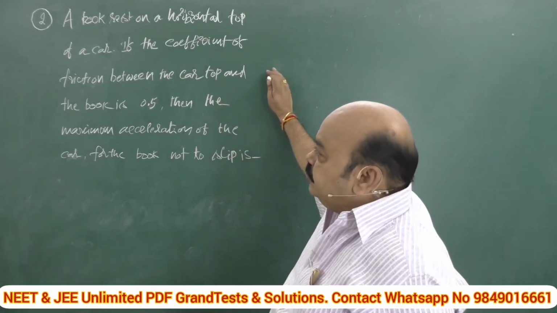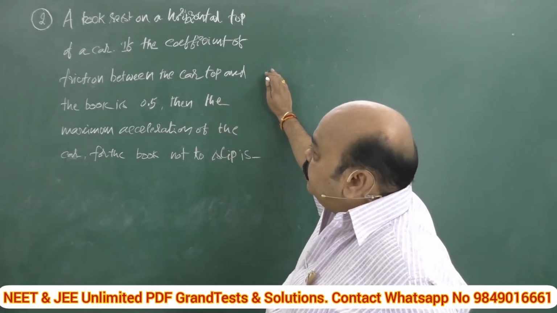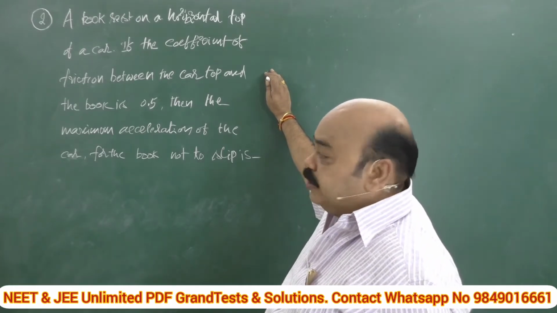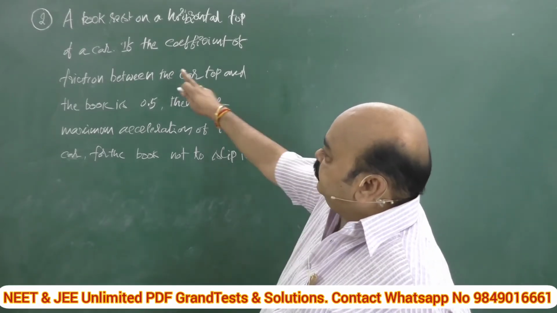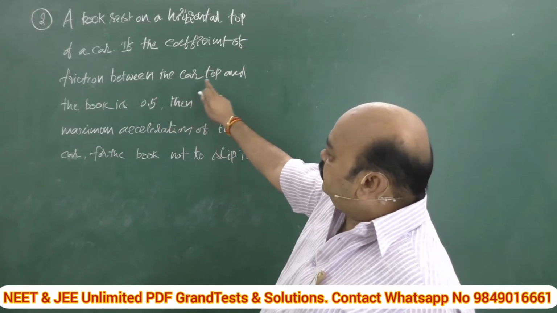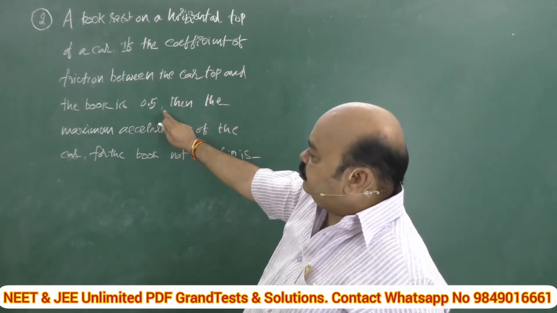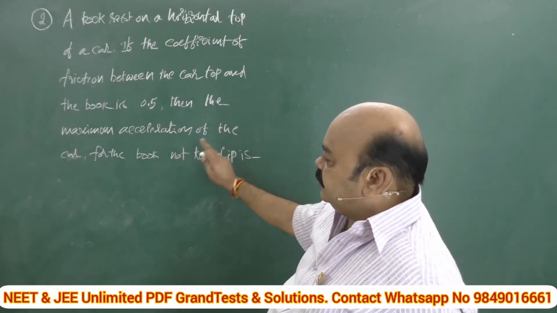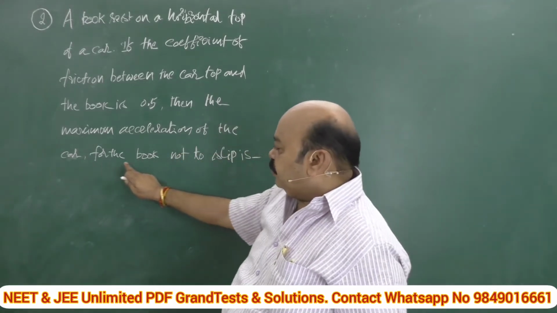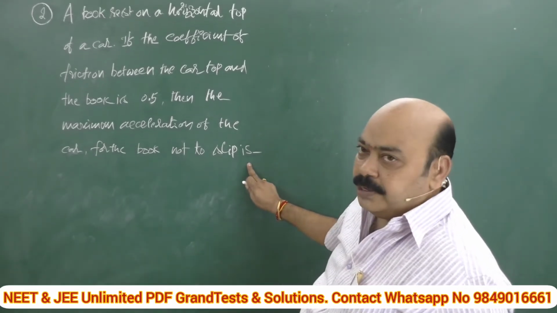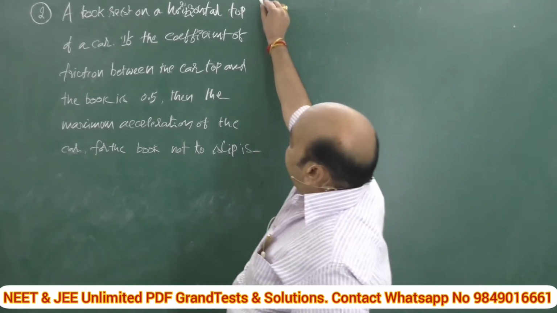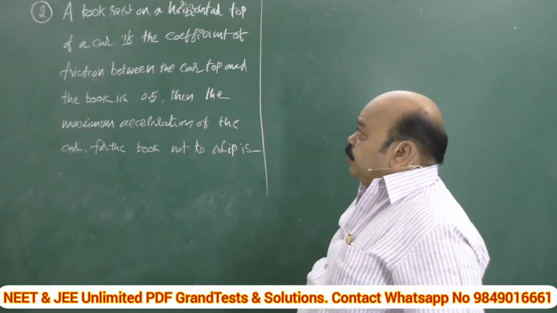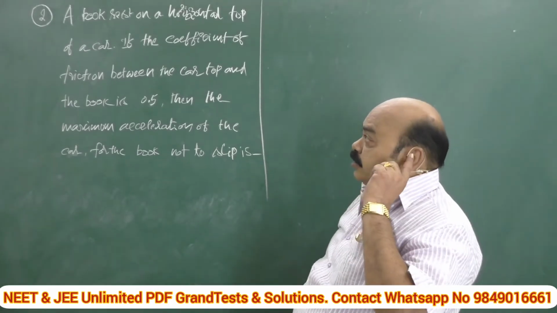Here the given data is: a book rests on a horizontal top of a car. If the coefficient of friction between the car top and the book is 0.5, then the maximum acceleration of the car for the book not to slip is. So very fine, a conceptual problem. A book rests on a horizontal top of the car.